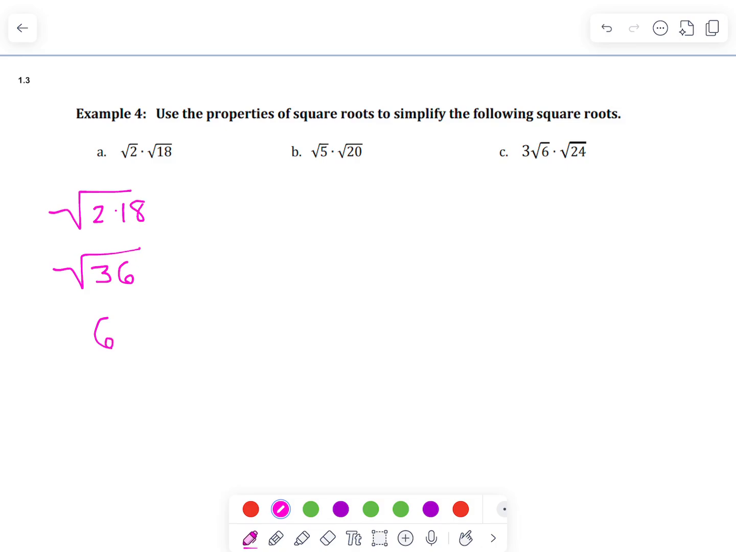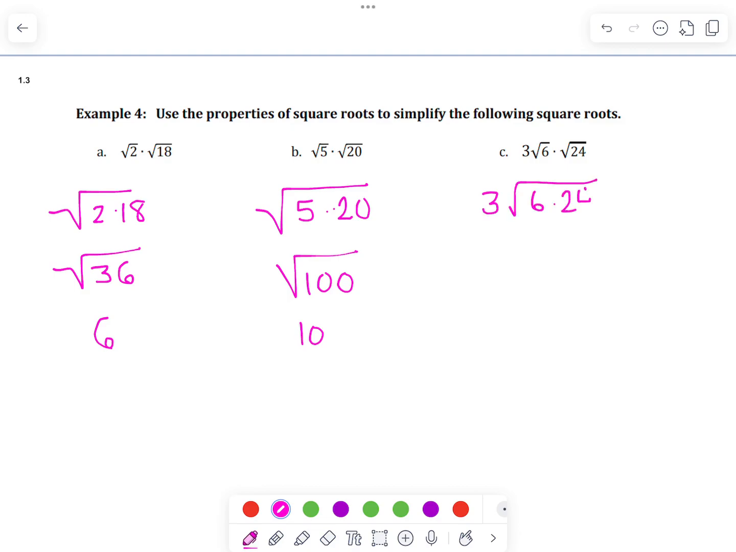Use our product property again. 5 times 20. We're going to multiply them together and do a single radical. 5 times 20 is 100. The square root of 100 is 10. Next one. We're going to combine 6 times 24 together and do a single radical. 6 times 24 is 144. The square root of 144 is 12. 3 times 12 is 36.